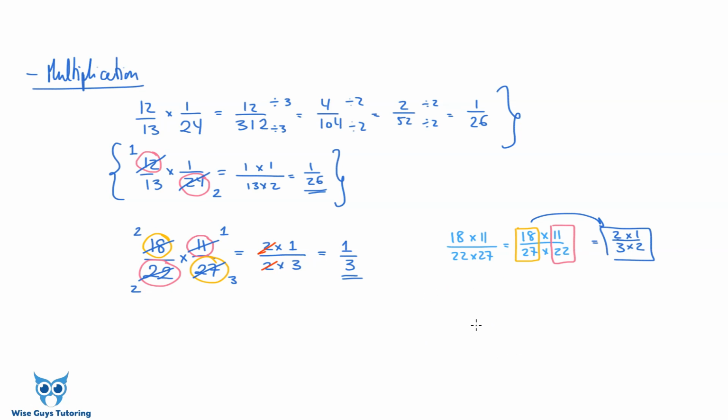If you want to just know how to do it, then just find the two that you recognize have similar common factors, rather, and just divide them by that common factor. So for the 18 and 27, we divided both by 9, and for the 11 and 22, we divided both by 11.